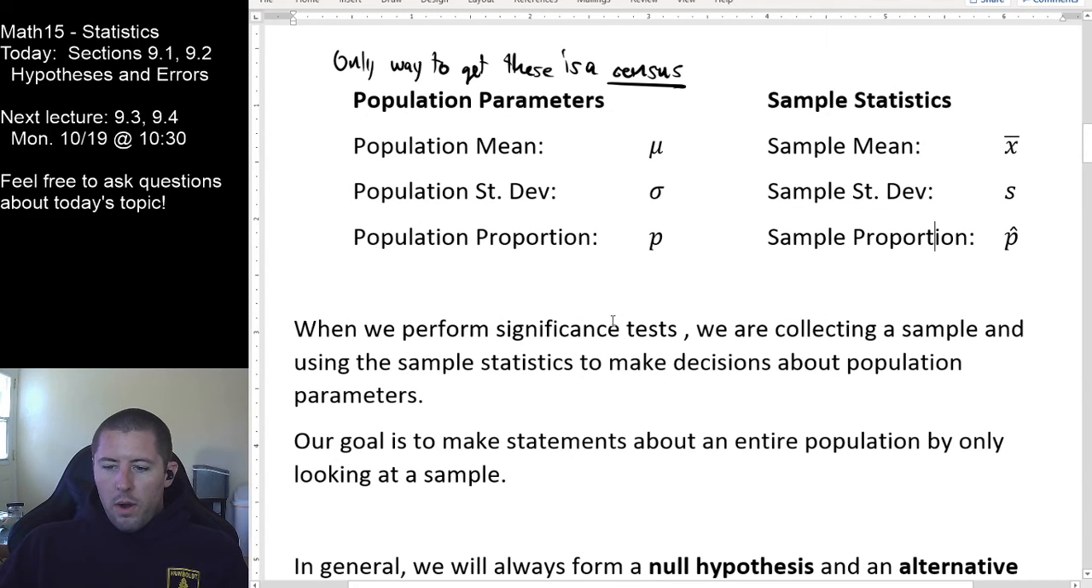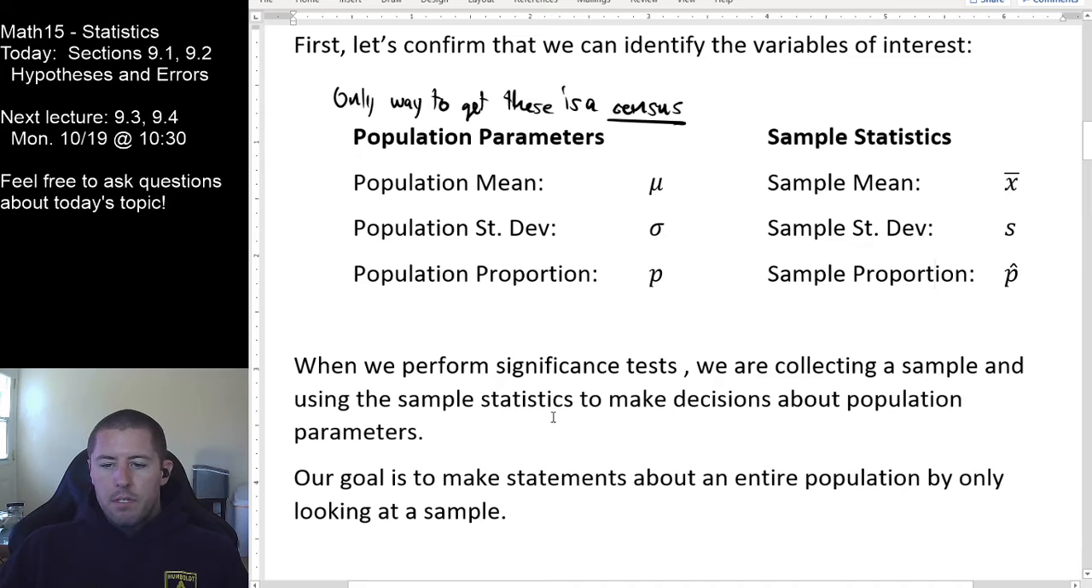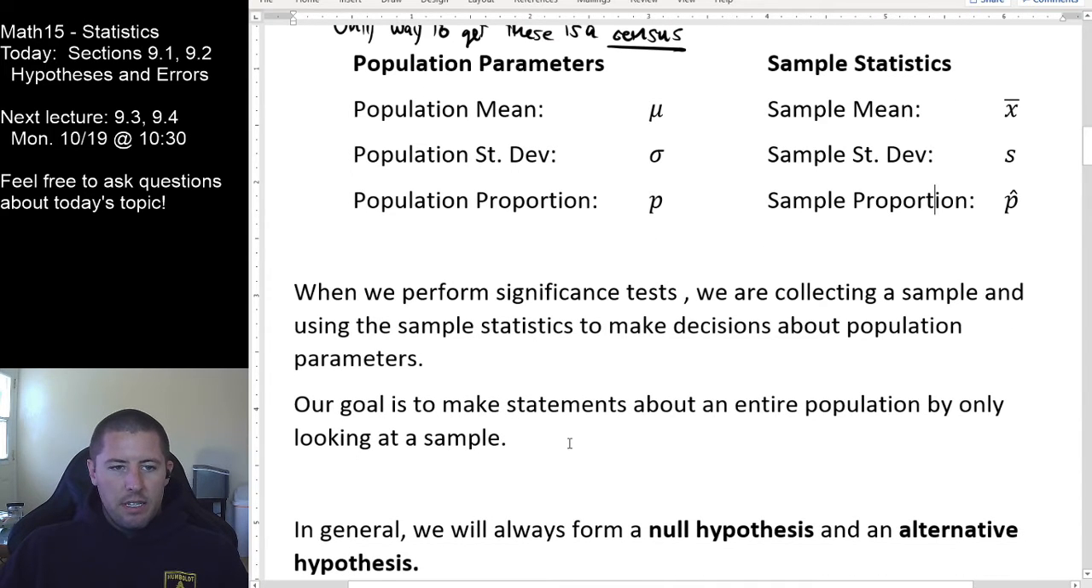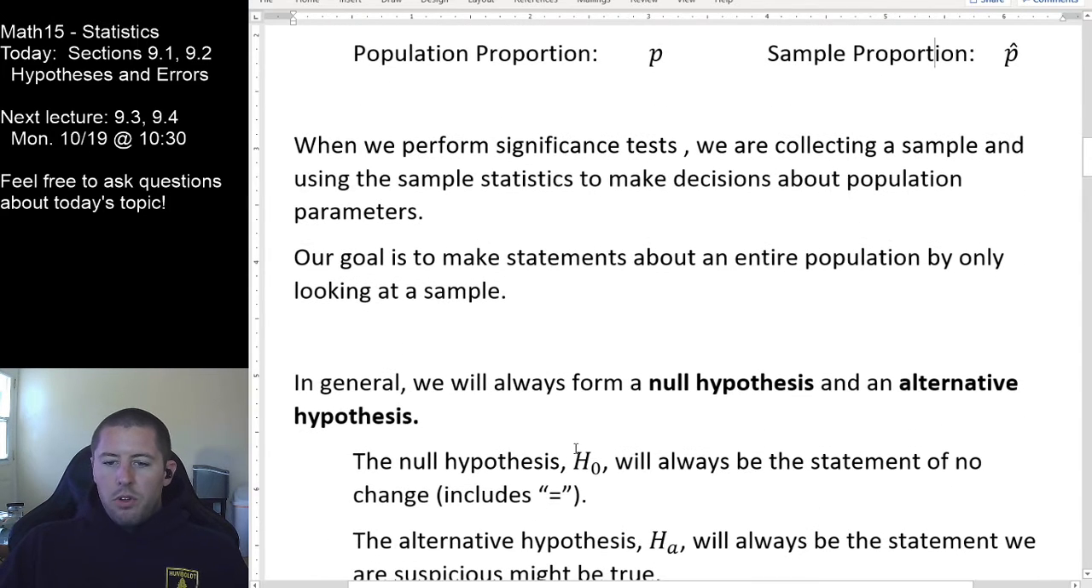So, when we perform significance tests, we are collecting a sample and we are using the sample statistics to make decisions about population parameters. Our goal is to make statements about an entire population by only looking at just one sample from the population, right? Get a small bit of information and see how broadly we can push that information out and generalize it to the whole population. To do this, we're always going to form what we're going to call a null hypothesis and an alternative hypothesis.